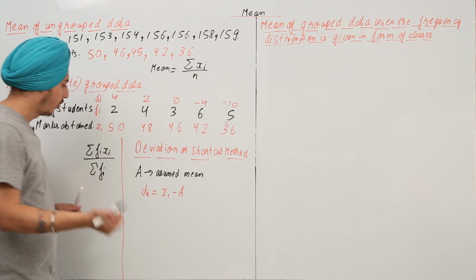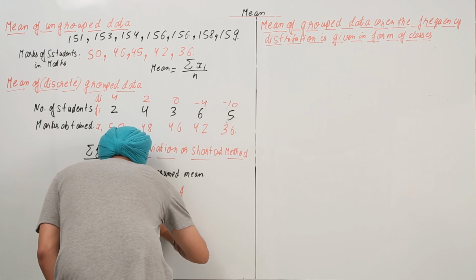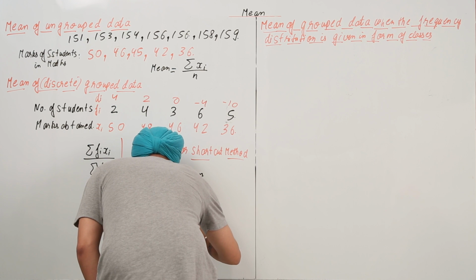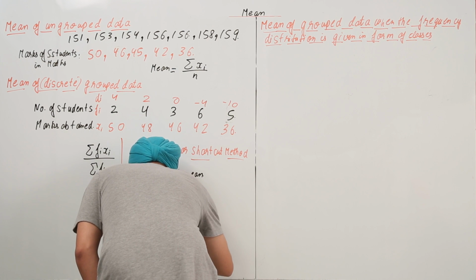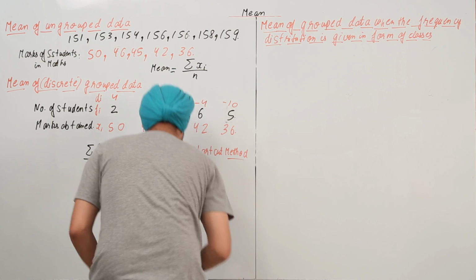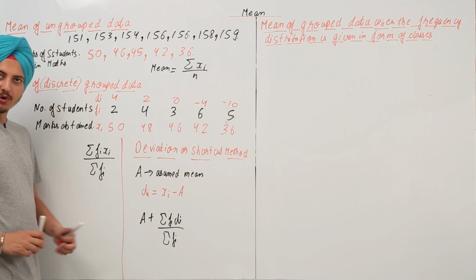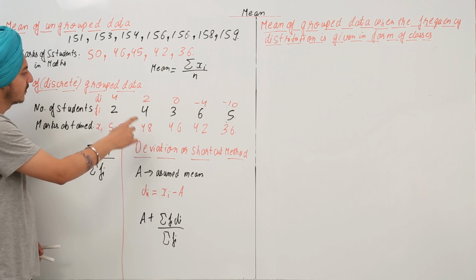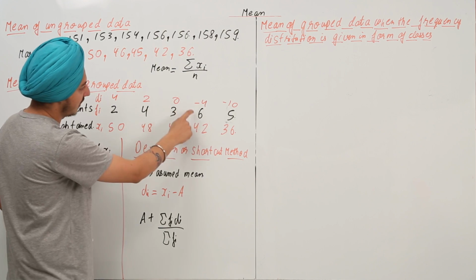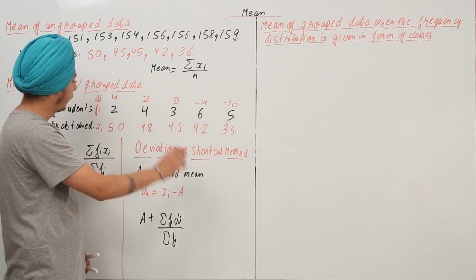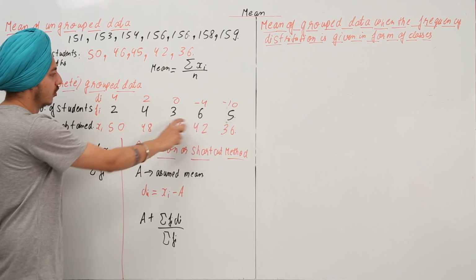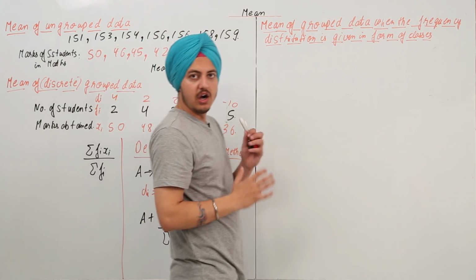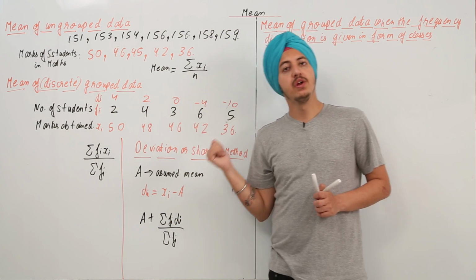And how do we calculate the mean? Again, there is a very simple formula, and the formula says A plus summation fi di upon summation fi. Fi di means multiply di with fi, di with fi, di with fi, and divide them by 20, the addition of all of these. So that is simple, right? So this is the way to calculate the mean of a grouped data.